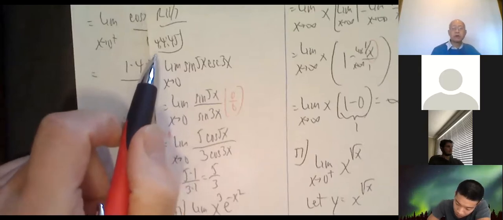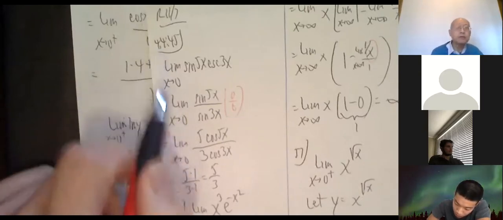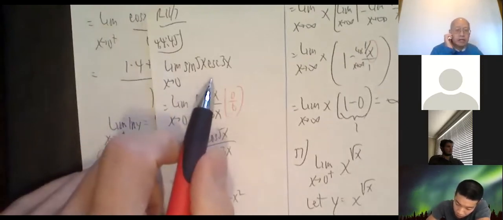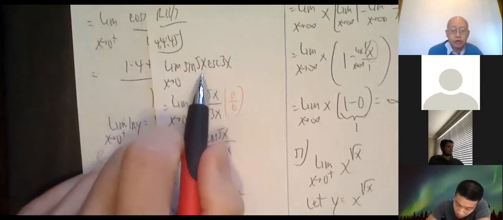Okay, 44 or 45. Okay, the limit as x approaches 0 of sine of 5x cosecant 3x. Okay, it doesn't look like a fraction, so I have to force it.